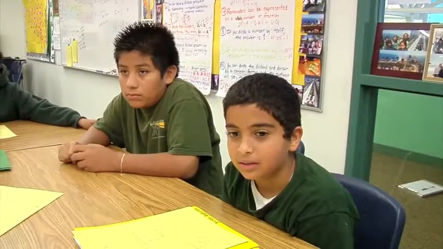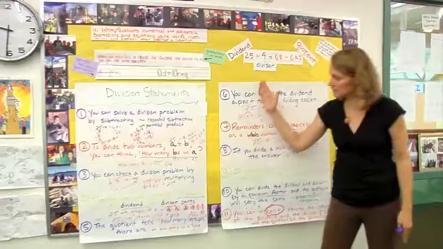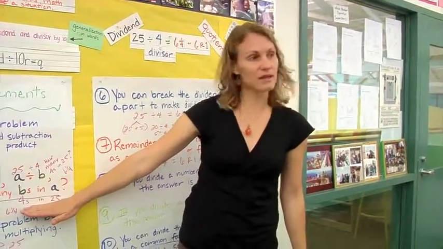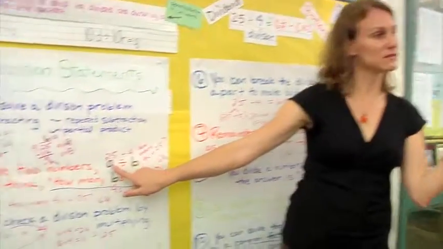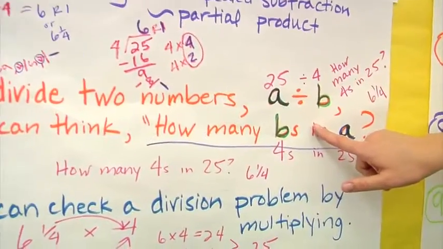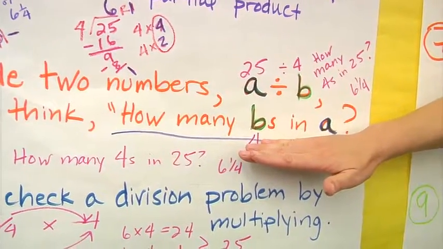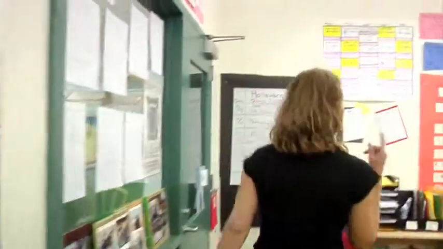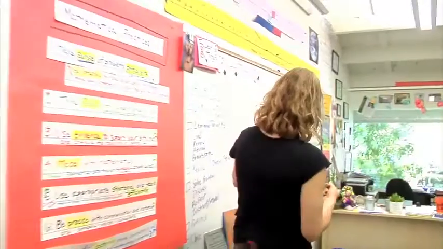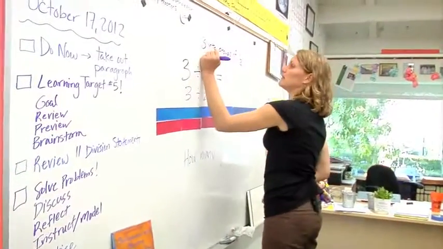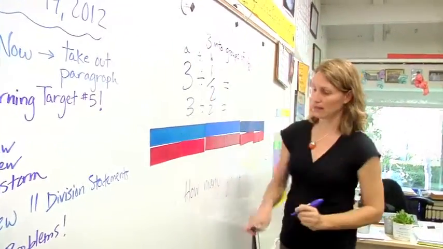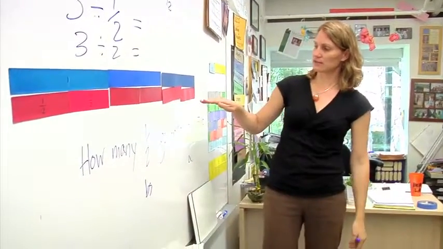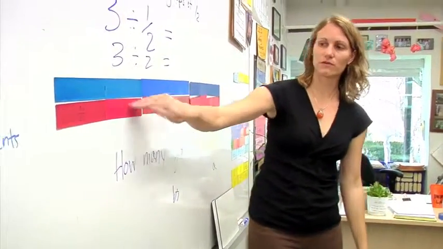Yesterday, we agreed that all 10 of these statements were true. That you could model a division statement by thinking of the dividend as A, the divisor as B, and you could ask yourself how many B's, how many divisors go into A. So if we use what Clinton said, this would be our B, and this would be our A. How many B's go into A? Does this make sense? 1, 2, 3, 4, 5, 6?